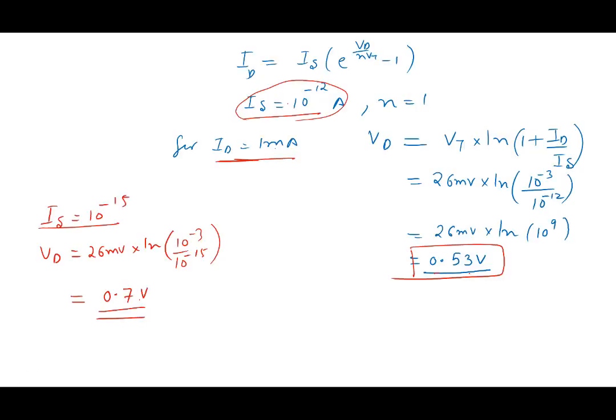So IS is very important. IS and N determine how much voltage gets dropped across the diode. So remember, diode is not a short. I'm giving you this example that when you pass 1 milliampere current through the diode, the voltage will be either 0.53 or 0.7 or somewhere around that, maybe 0.6, depending on the value of IS. The diode will have a certain voltage across it. Okay. So now the issue is this.